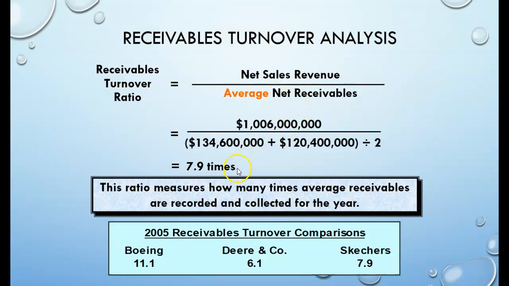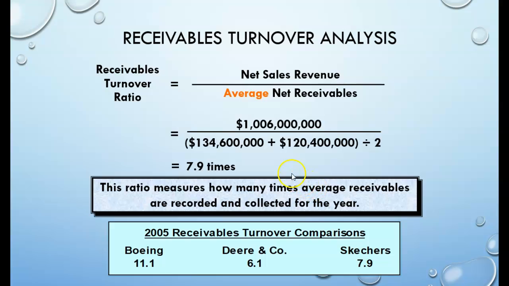So this means that the total receivables have moved through Skechers a total of 7.9 times. So they've collected all of their receivables 7.9 times in any given year. Well, compare that to Boeing, which has collected 11 times. That's better, right? There's more receivables going through Boeing than there is through Skechers. Deere & Company is slower than we are. This is a little confusing.